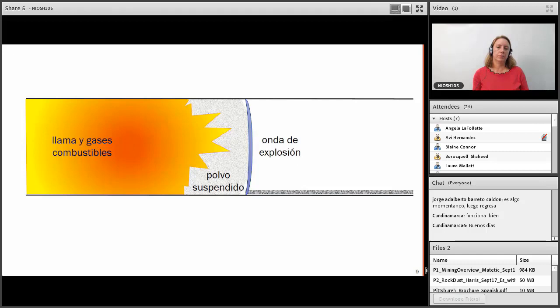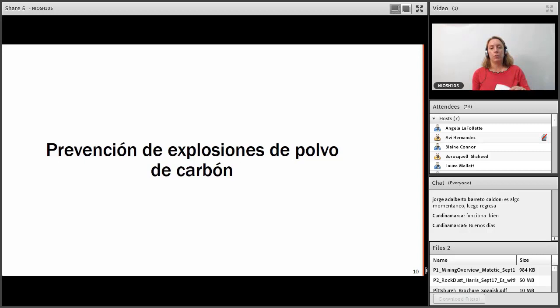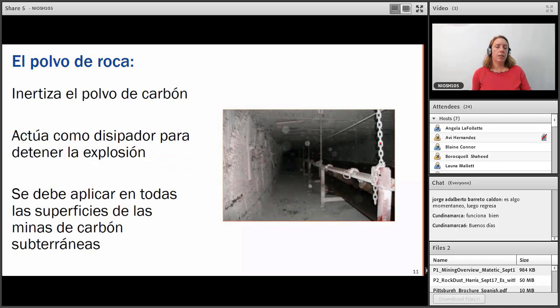Next, I will discuss how to prevent the coal dust explosion. The primary method we use is to distribute rock dust in a mine entry. The rock dust inerts the coal dust by acting as a heat sink in the explosion.